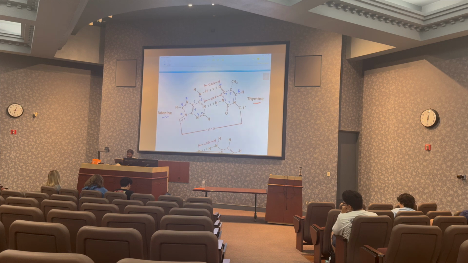At the 6-amino position you have nitrogen attached with 2 hydrogens, and at the first position you have a nitrogen. The 6th position amine group will form a hydrogen bond with the oxygen at the 4th position carbon, and this first position nitrogen will form a hydrogen bond with the 3rd position nitrogen. See, there will be 2 hydrogen bonds between adenine and thymine.